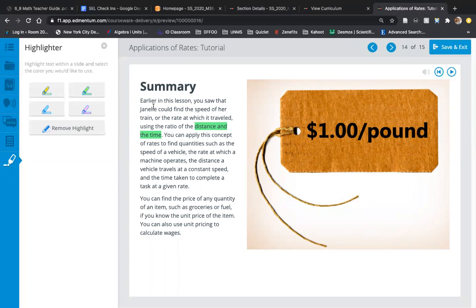It says you can apply this concept of rates to find quantities such as the speed of a vehicle, the rate at which a machine operates, the distance a vehicle travels at a constant speed, and the time taken to complete a task at a given rate. You can find the price of any quantity of an item, such as groceries or fuel, if you know the unit price of the item. You can also use unit pricing to calculate wages, right? So these are all different things that they had examples of here.